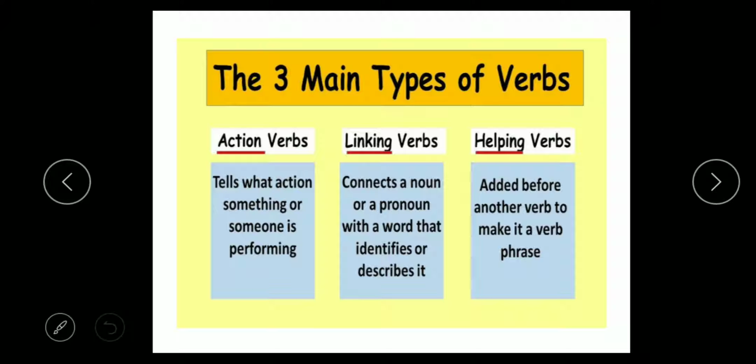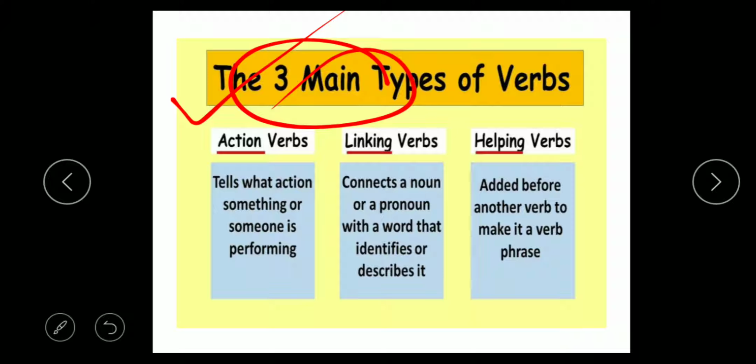Now, directly we will come to the types of verbs. There are actually three main types of verbs. Number one is action verbs. Number two is linking verbs. And number three is helping verbs. Now, these things are also categorized. That one we will come to in the latter portion of my videos.